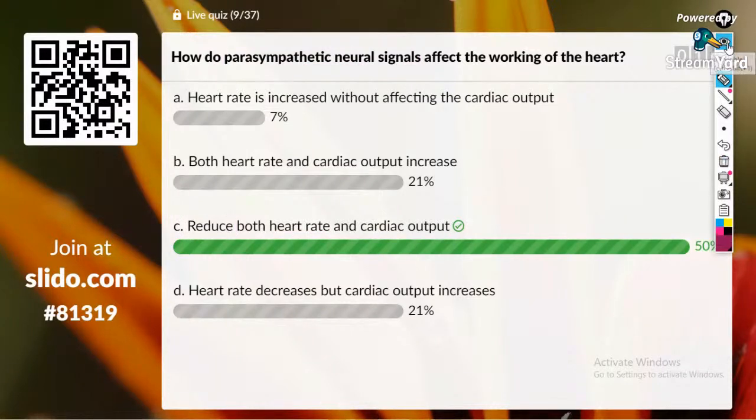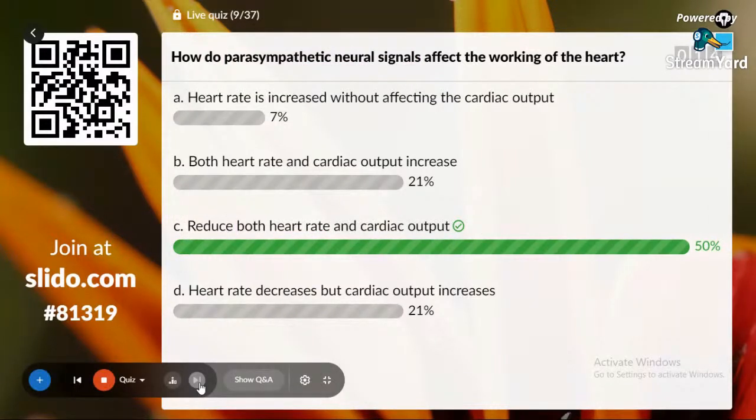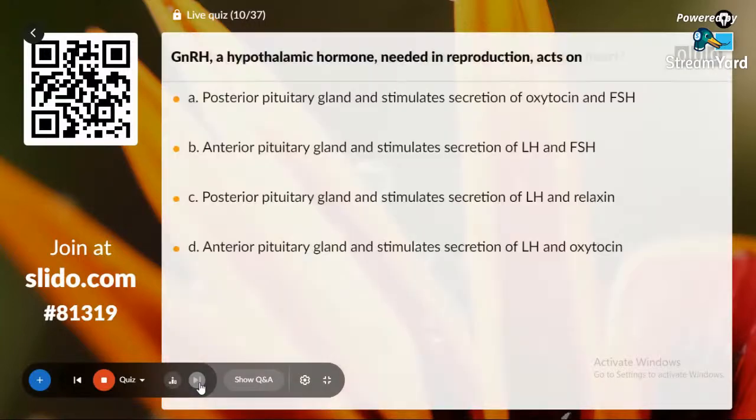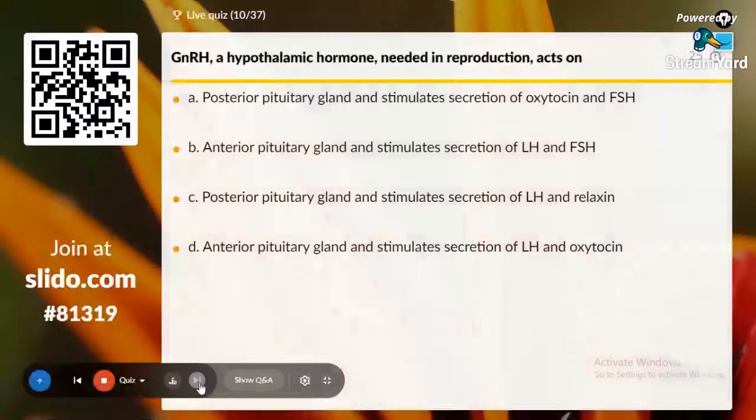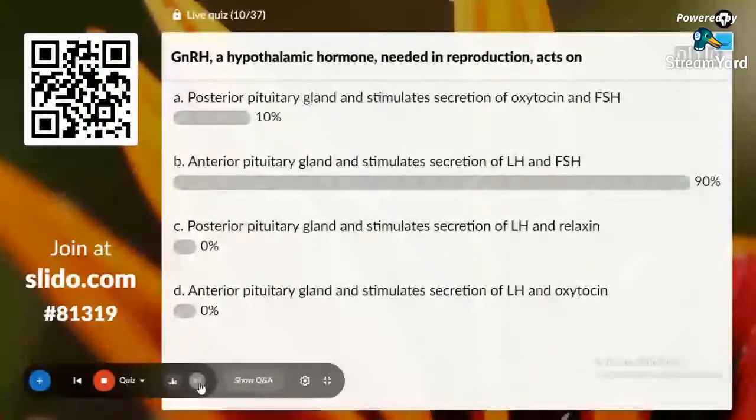Okay, 10th question on the screen. Very easy question again. GnRH, a hypothalamic hormone needed in reproduction, acts on option A, posterior pituitary and stimulates the secretion of oxytocin and FSH. Option B, anterior pituitary and stimulates the secretion of LH and FSH. Option C, posterior pituitary gland and stimulates the secretion of LH and relaxin. Option D, anterior pituitary gland and stimulates the secretion of LH and oxytocin. 90% with option B and it is the correct answer.